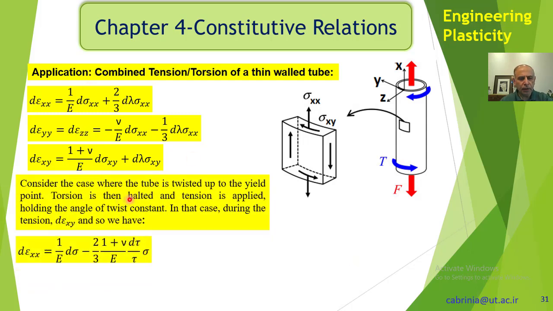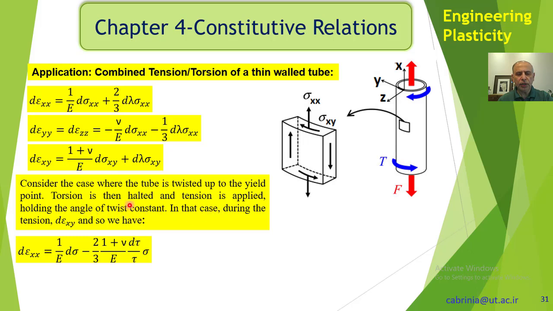Now consider the case where the tube is twisted. Because we have this torsional loading and axial loading, we can increase either of them or keep one of them constant and increase the other one until we reach the yield point. In this problem, like before, we want to find the elastic plastic solution. So here, as it says, we consider the case where the tube is twisted up to the yield point. So let us consider that we increase the torsional loading until the tube reaches the yield point.